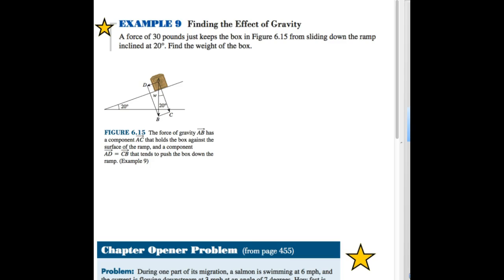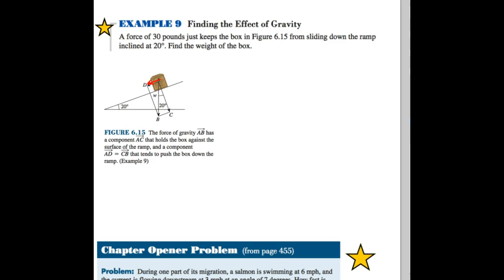Example 9, it says a force of 30 pounds just keeps the box in this picture from sliding down the ramp that's inclined at 20 degrees. We want to find the weight of the box. All right, so let's look at our picture. We have a ramp. Its incline is 20 degrees. We have this box. Look at vector AD.